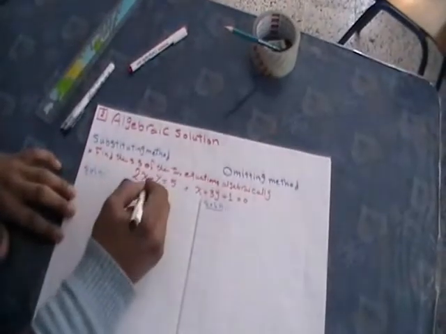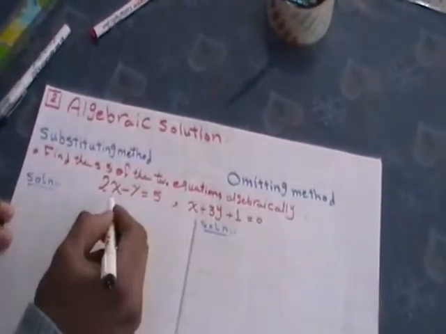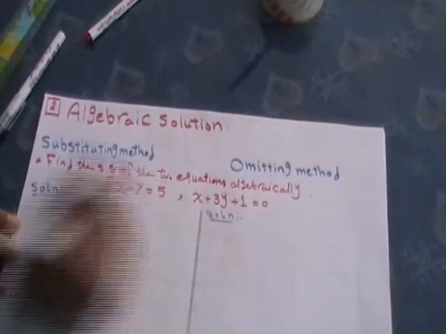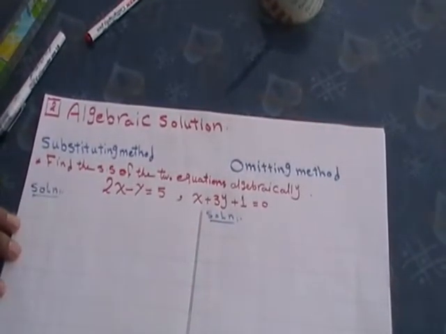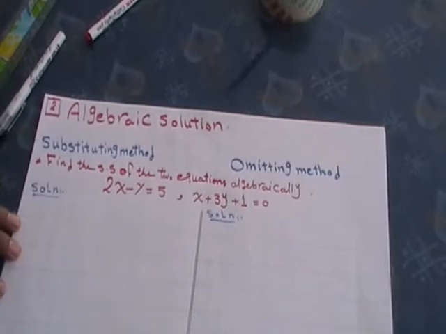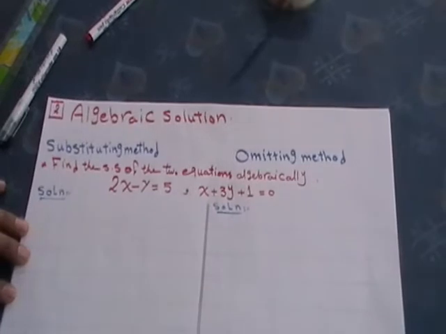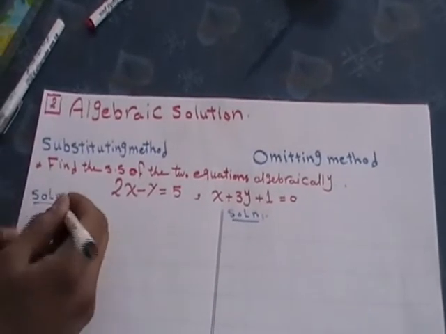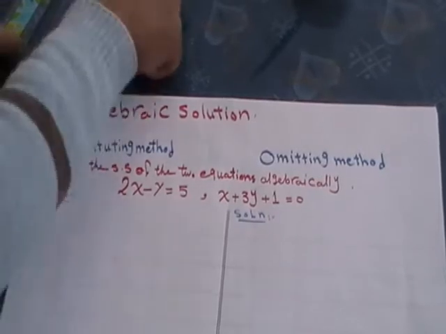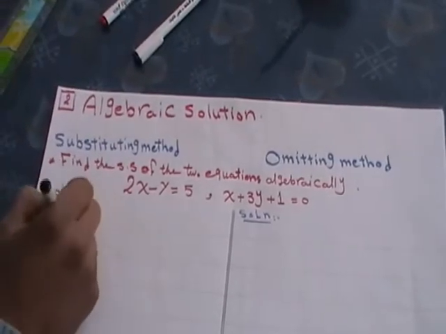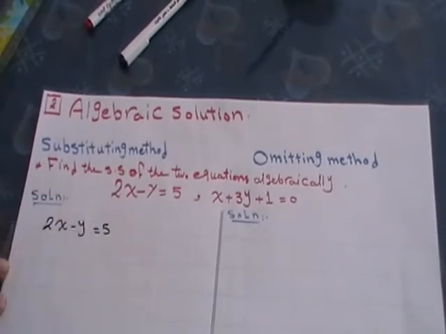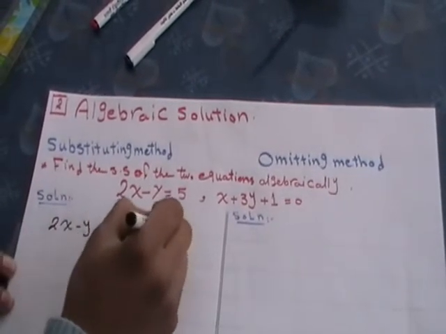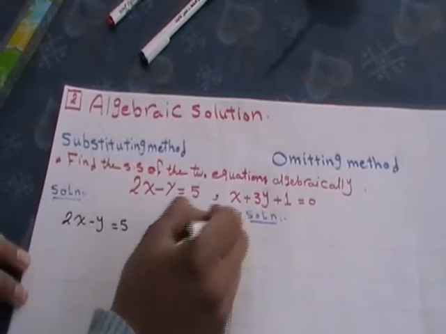Now let's move to the algebraic solution of two equations in two variables of the first degree. Find the solution set of the two equations algebraically: 2x minus y equals 5 and x plus 3y plus 1 equals 0. As we said, we have two methods or two ways. Number one, the substitution method. Now we will solve the two equations 2x minus y equals 5 and x plus 3y plus 1 equals 0.